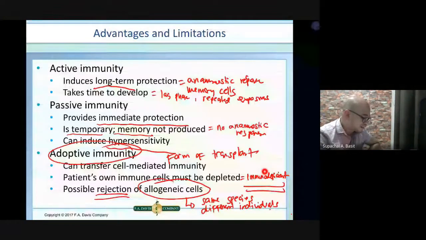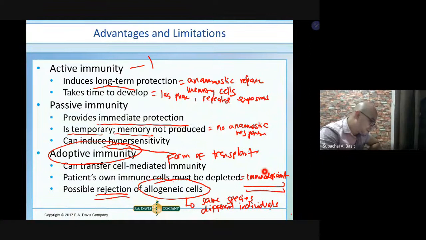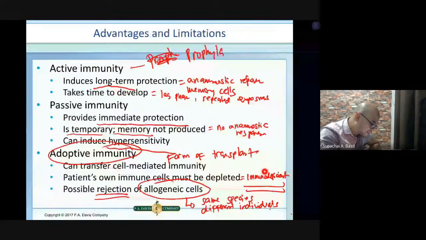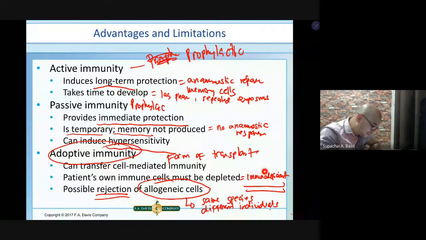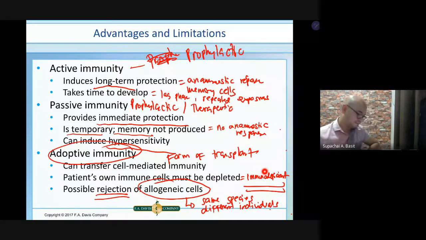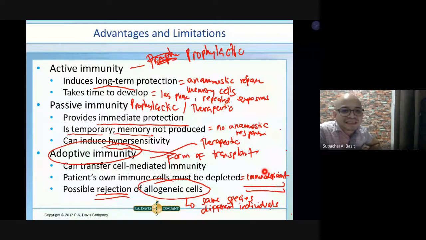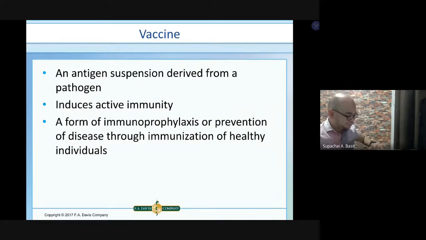So active immunity, therefore, is prophylactic. It's prophylactic. Passive immunity is prophylactic and therapeutic. Adoptive immunity is more of therapeutic. Okay, so these are the advantages and limitations of the different types of immunity.